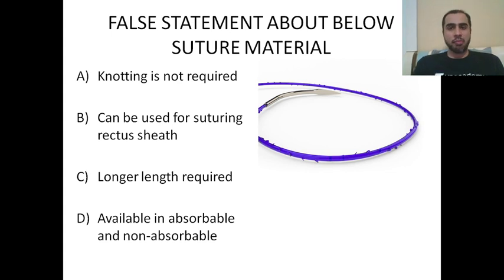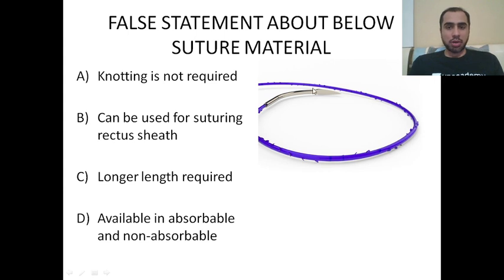these imagings easily. Now this is a tricky question, please take some time. Don't jump onto this. This is a recent advance. This has never been asked. False statement about suture material given below. False statement. Knotting is not required. Can be used for suturing rectus sheath. Longer length required. Available in absorbable and non-absorbable forms. Please look at the suture material correctly. It is not the common suture material. It's a newly used suture material which has been used maybe in the last 10-15 years, and no question has been asked on this yet.